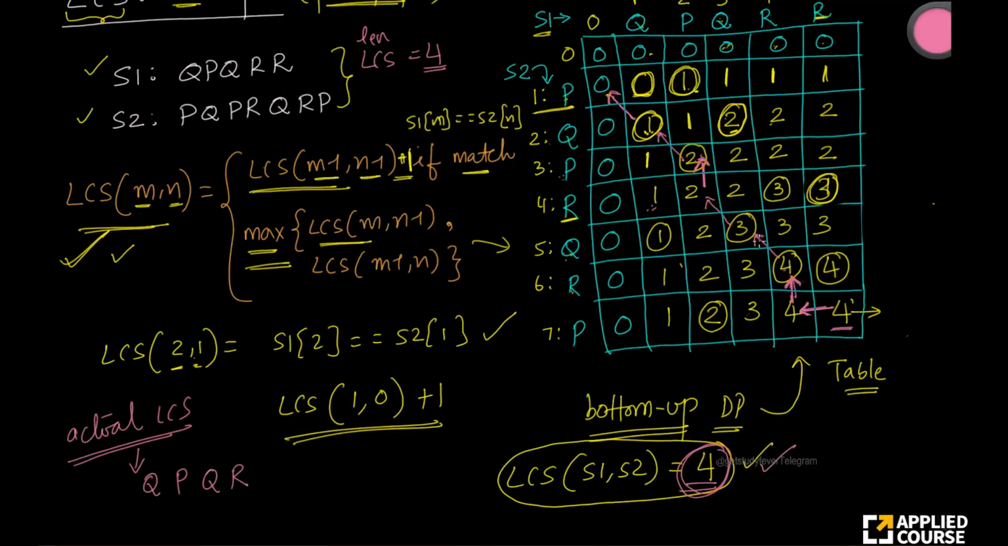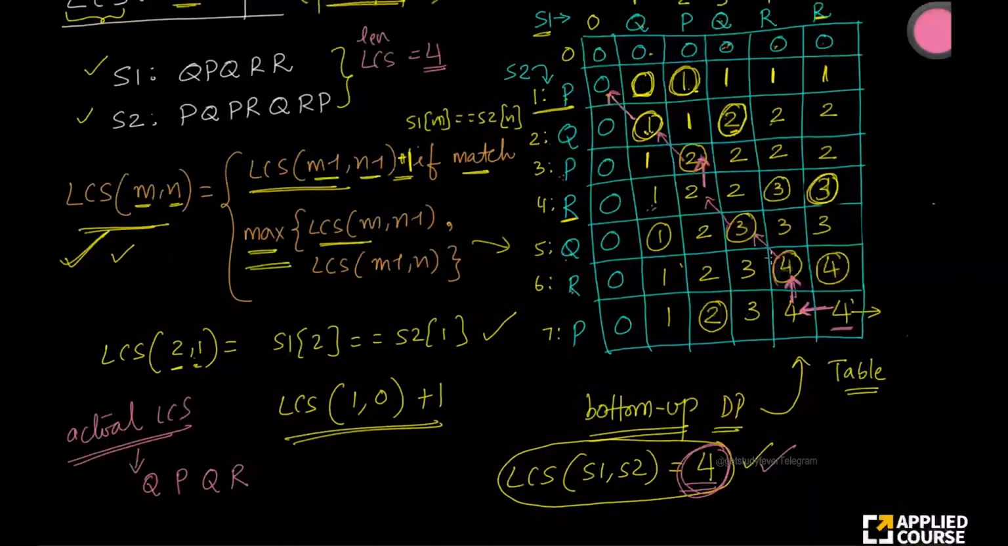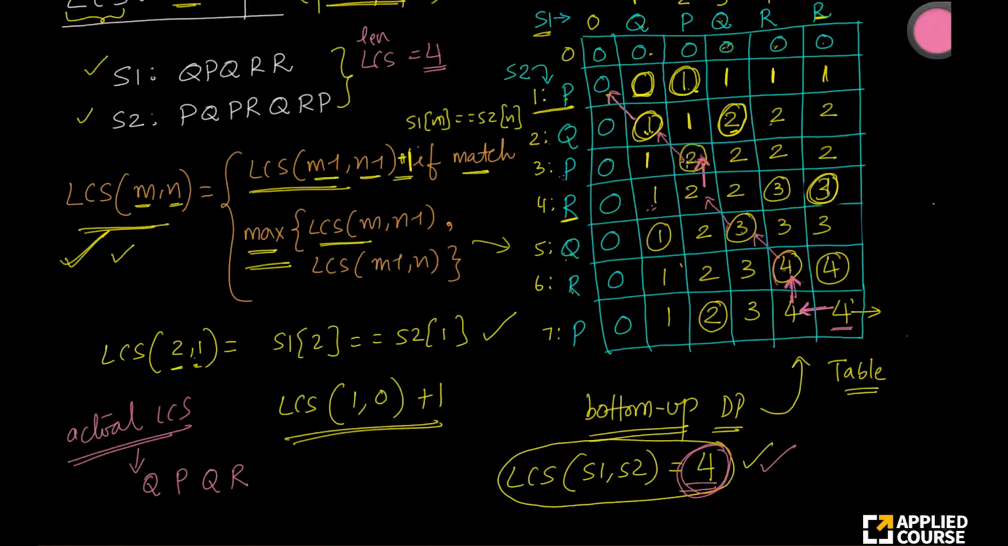So this path, this logical path that we constructed, if I look at all the matches on this path, this is a match of R. This is a match of Q. This is a match of P. This is a match of Q. And this is one of the longest common subsequences that I have. If you notice, this is a common subsequence of length 4, and it is actually a common subsequence between these two. Look at this: Q, P, Q, R. Q, P, Q, R. It's actually a longest common subsequence between these two.